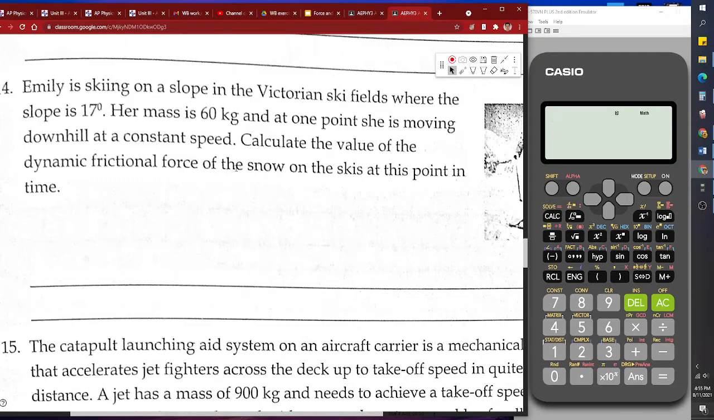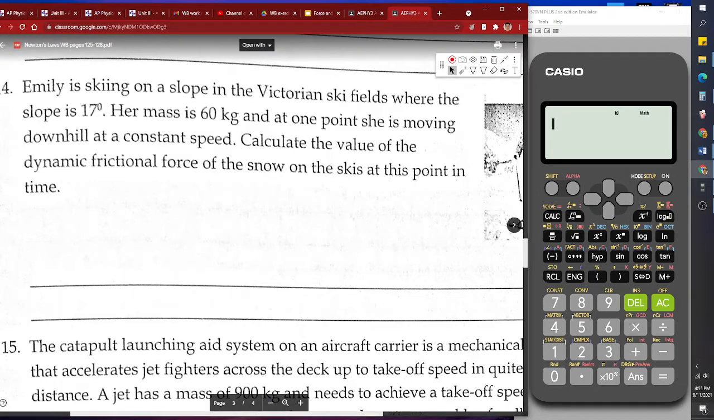So let's start with number 14 here. Emily is skiing on a hill, a slope where the slope is 17 degrees. So why don't we draw a little diagram to represent that? This is 17 degrees. There's the slope. I'm just going to draw a free body diagram to represent her. I know at this point she's got 60 kilograms.